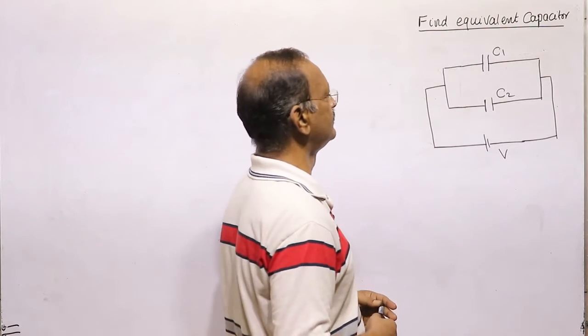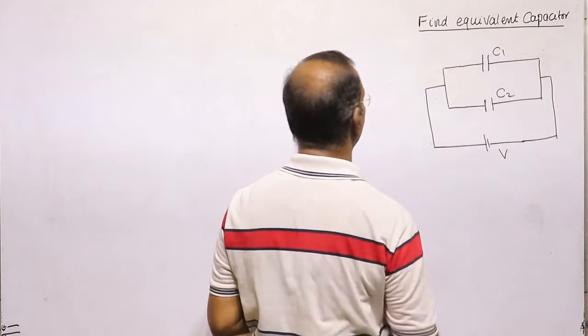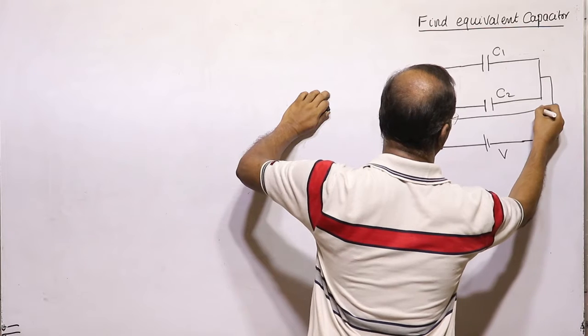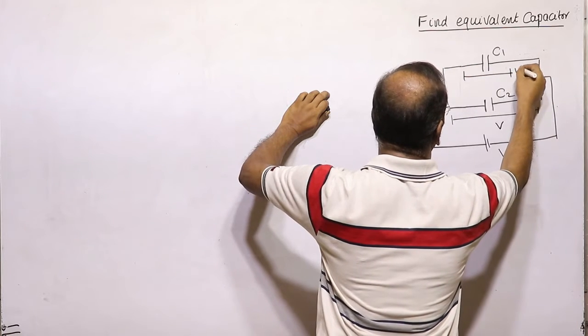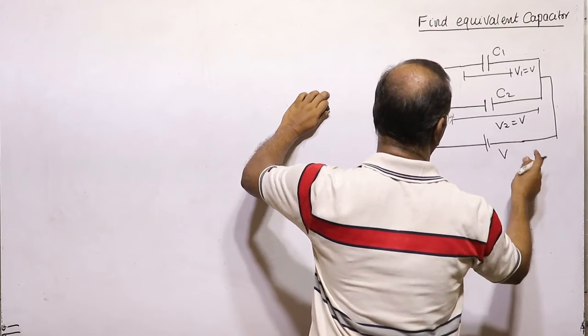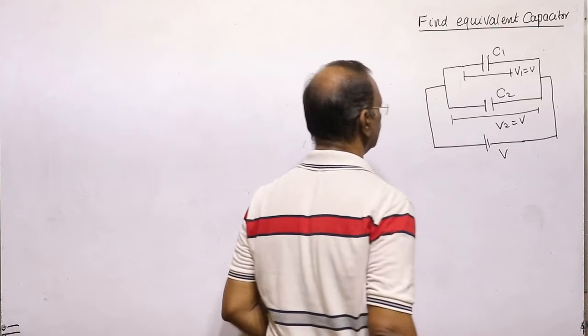Find the equivalent capacitance for this circuit. This is a parallel circuit. This and these are in parallel. It means for a parallel circuit, the voltage applied will remain the same. Here also it will remain the same. V1 is equal to V and V2 also is equal to V. Whatever voltage is applied, it is applied here also and it is applied here also.